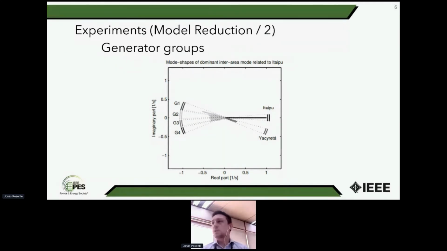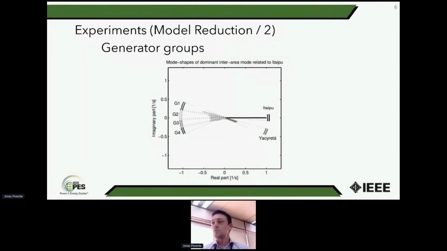This figure on the slide represents the mode shape by its module and phase for the dominant mode of oscillation, where it can be seen that Itaipu and Yacireta, which are internal generators of the model, oscillate against four groups of generators composed of Argentinian generators. So there is this separation, or maybe you can say energy interchange, between these two power systems.